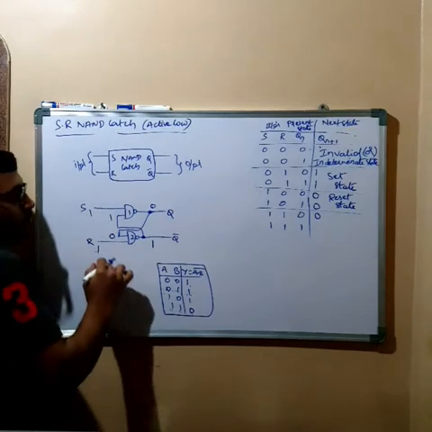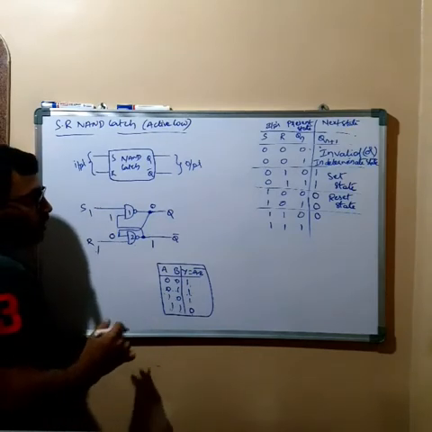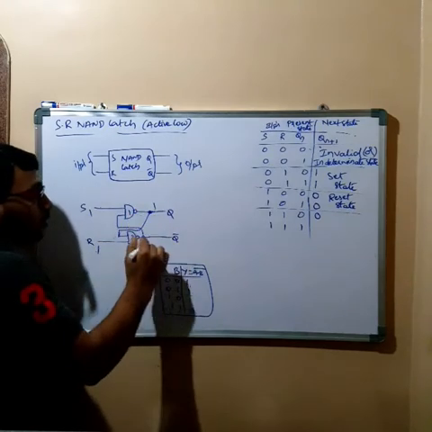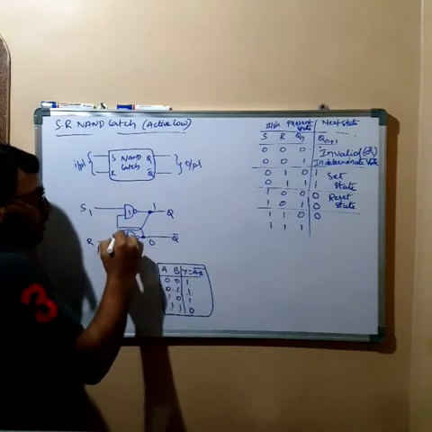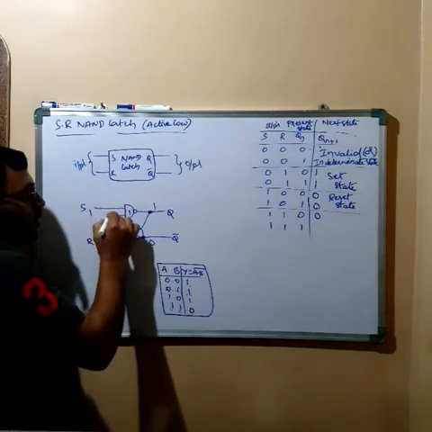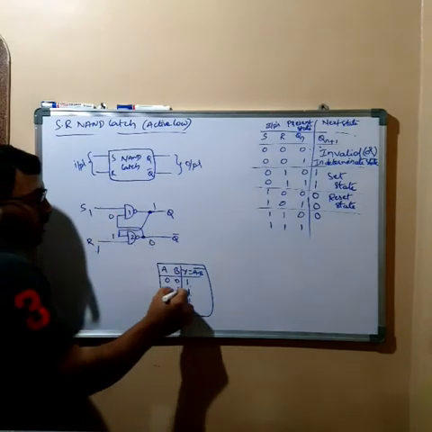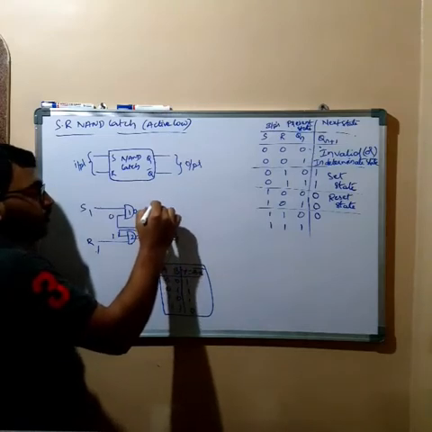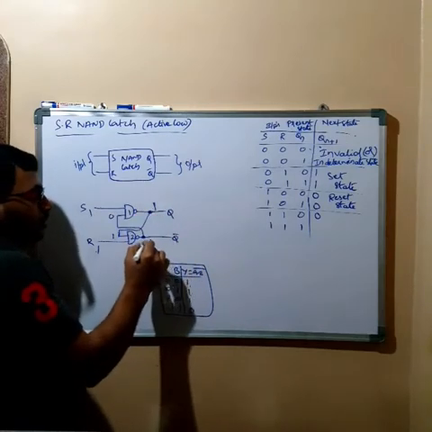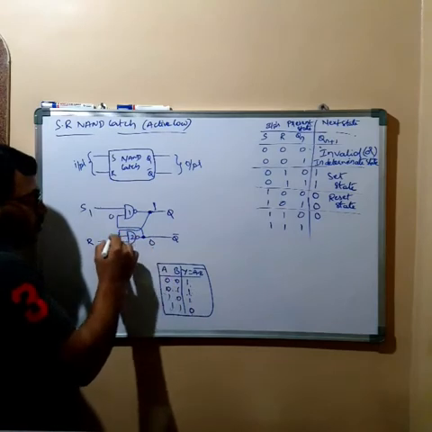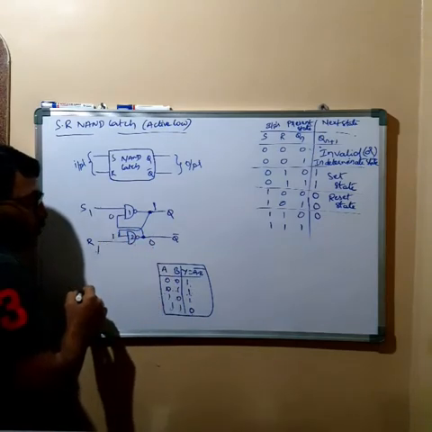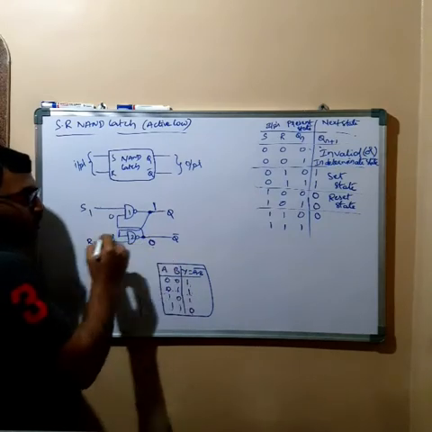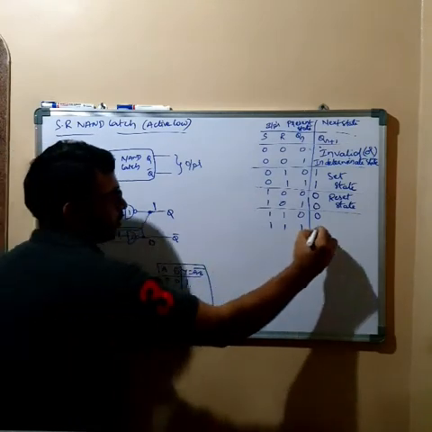Next, when both inputs are 1 1, the past output is assumed as 1, the complement of this is 0. This 1 appears here, this 0 appears here. 1 0 are the inputs to the NAND gate 1, this is 1, right? And 1 1 are the inputs to the NAND gate 2, so this will be 0. So you got the next state as 1.